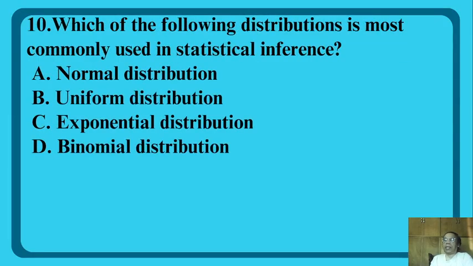MCQ number 10. Which of the following distributions is most commonly used in statistical inference? A. Normal distribution. B. Uniform distribution. C. Exponential distribution. D. Binomial distribution.